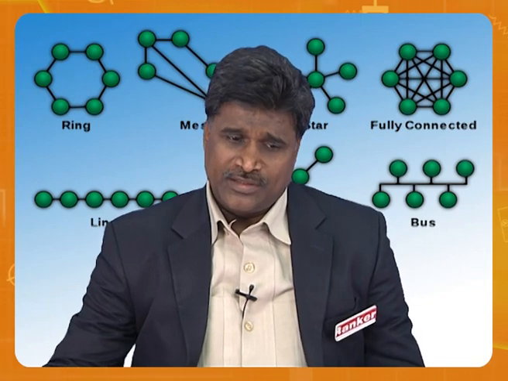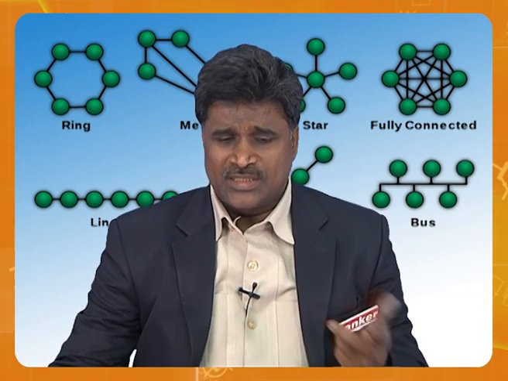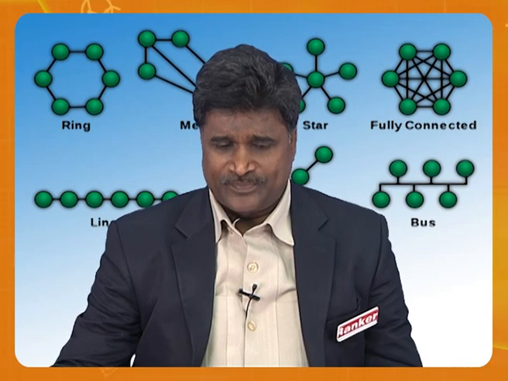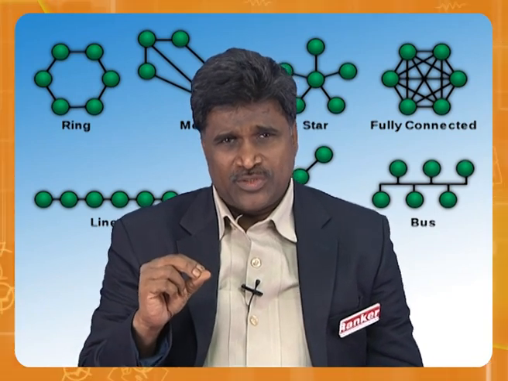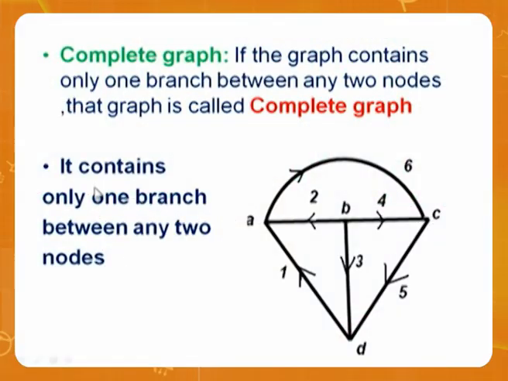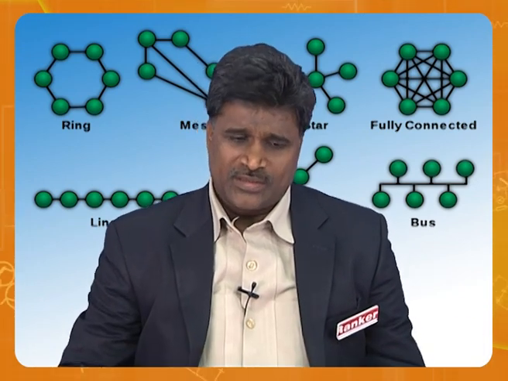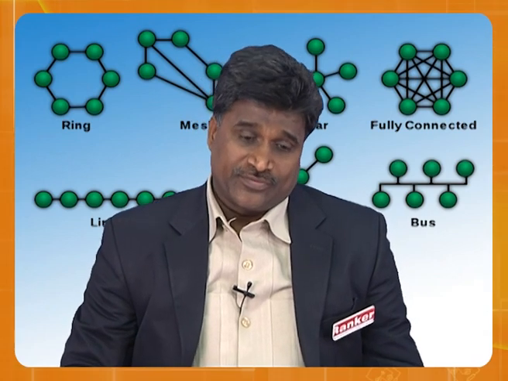Let's see the next definition. Complete graph: if the graph contains only one branch between any two nodes, that graph is called a complete graph. As I already said, any two elements between two nodes are called a single branch, like here. Any parallel branches available between two nodes are also called a single branch. So it contains only one branch between any two nodes. Though there may be a combination of two or three branches between two nodes, it is still treated as one. Such a graph is called a complete graph.